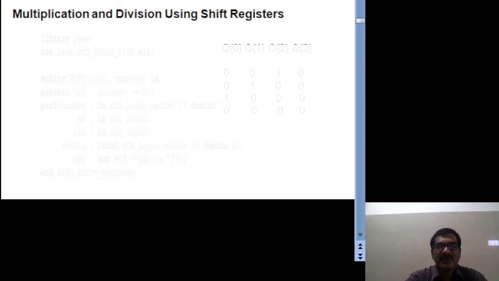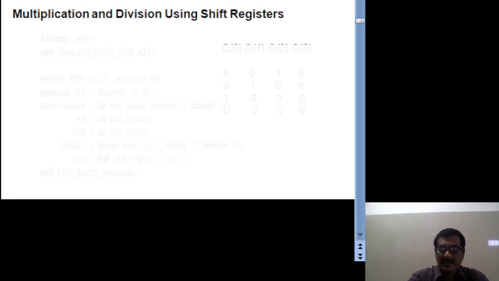In the previous class we observed the four categories of shift registers: serial in, serial out; serial in, parallel out; parallel in, serial out; and parallel in, parallel out. We saw their operation, and also the VHDL representation for the serial in, parallel out shift register. Today we will see how multiplication and division operations can be performed using these shift registers.